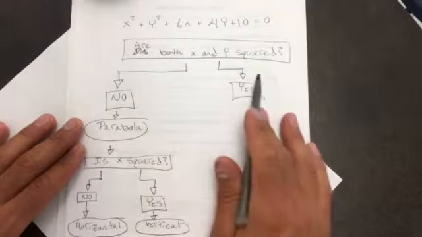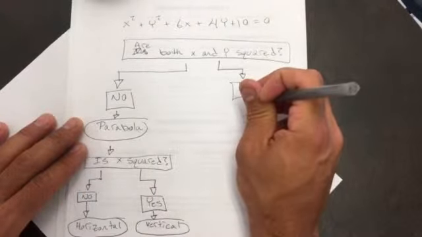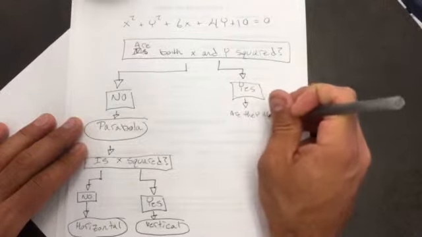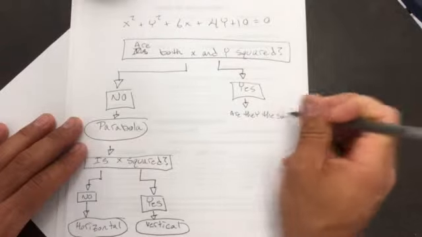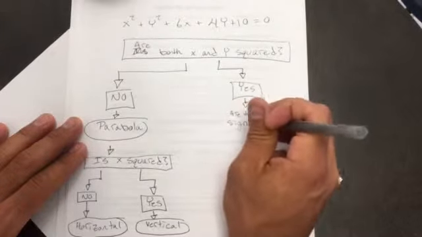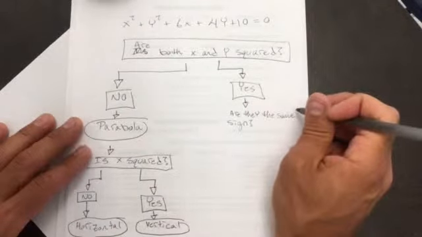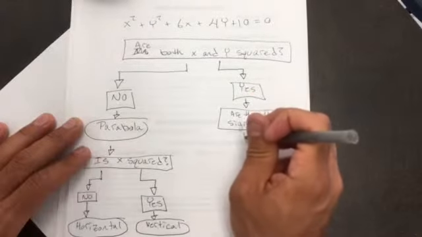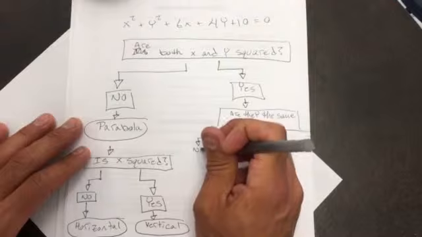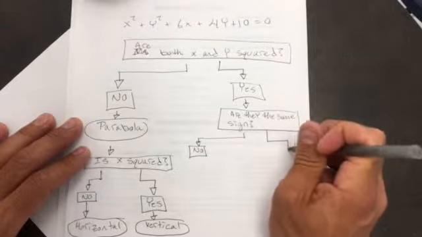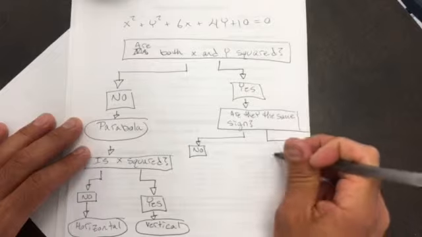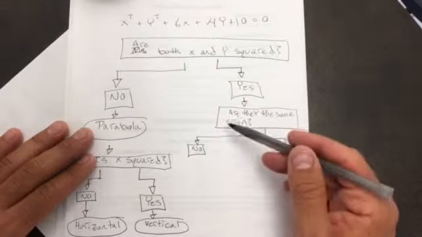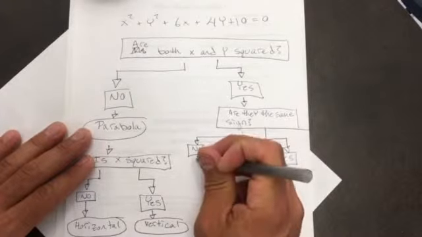Okay, if both x and y are squared, then we're going to ask ourselves, are they the same sign? So that means both addition or both subtraction. Two answer choices for that, yes and no. If they're not both the same sign, that means that one of them is negative, one of them is positive, then that's a hyperbola.